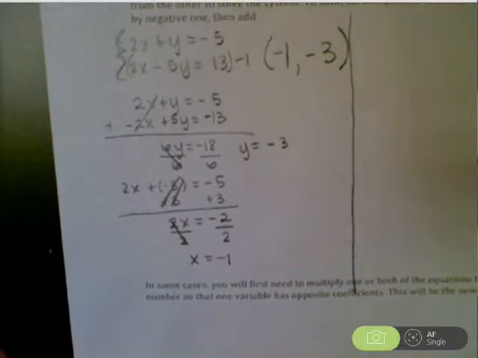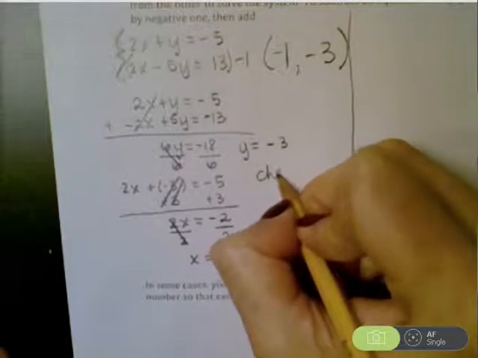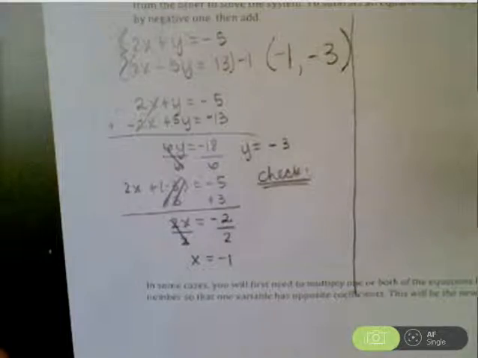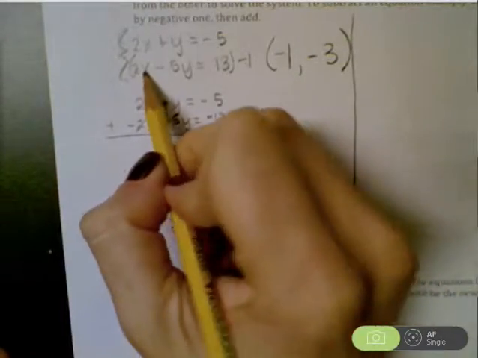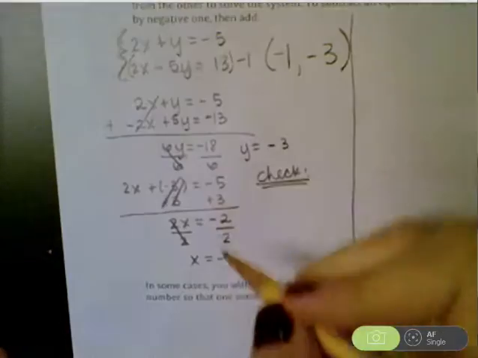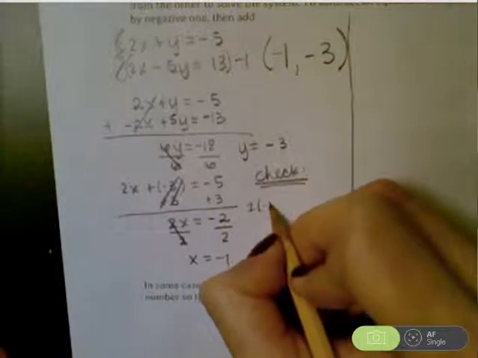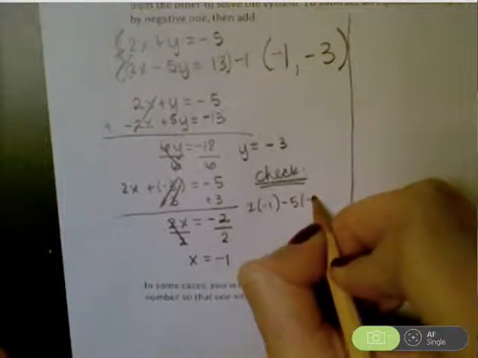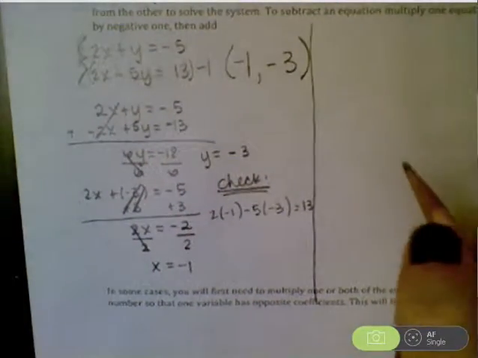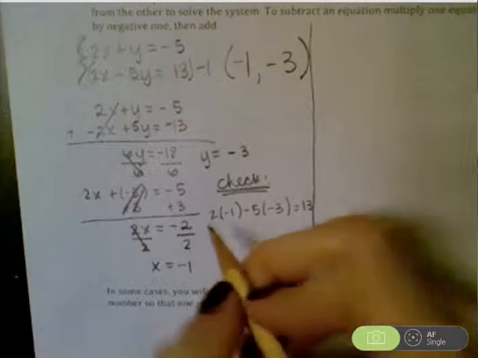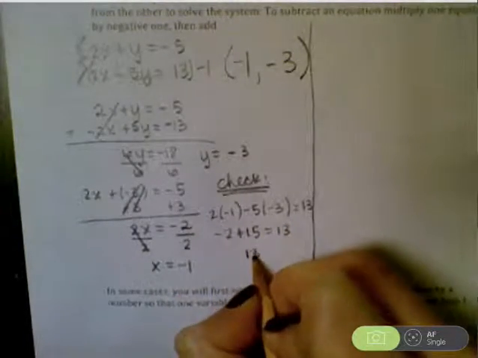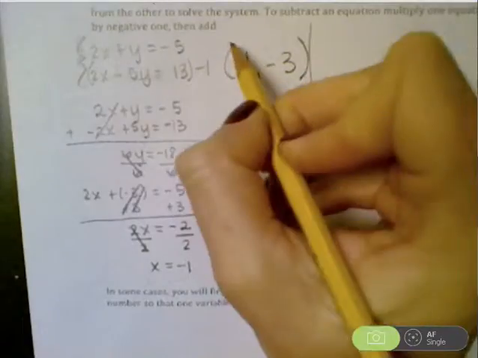Now just check it with the other equation. So I'm going to check it with this equation, the original one, not the one I multiplied by -1. So 2 times -1 minus 5 times -3 should equal 13. Does that work? Yep. So I know this is the correct answer.